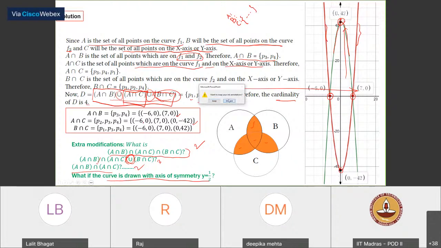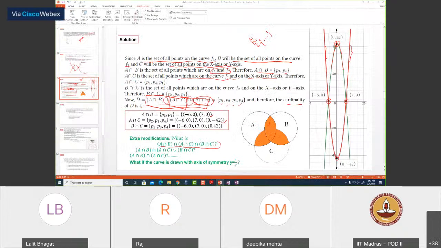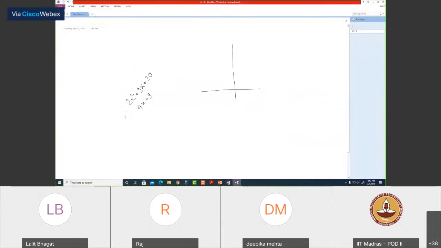X cube, sir. X cube. Yeah, that will be. We are already worried about f of x is equal to a y squared plus b y plus c. That kind of a function will be.